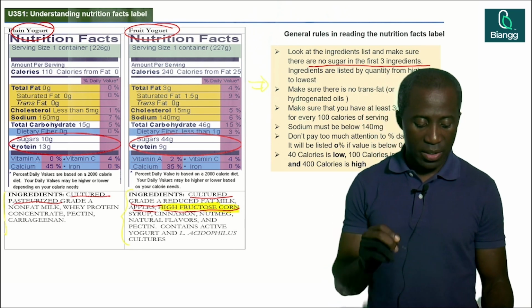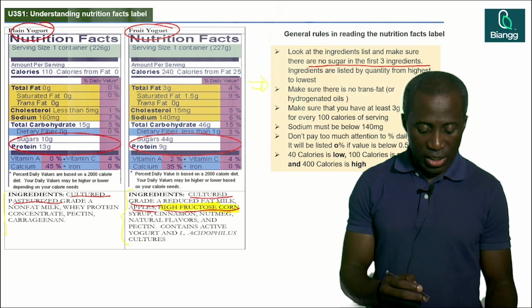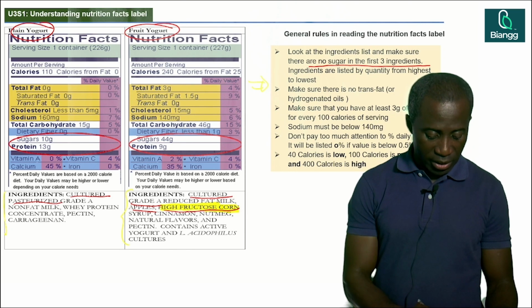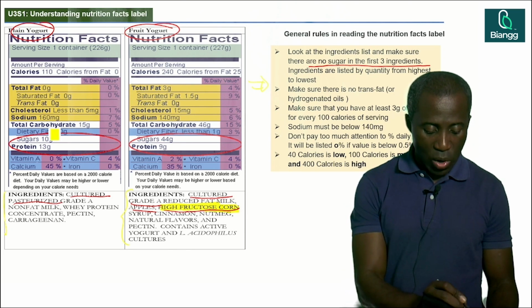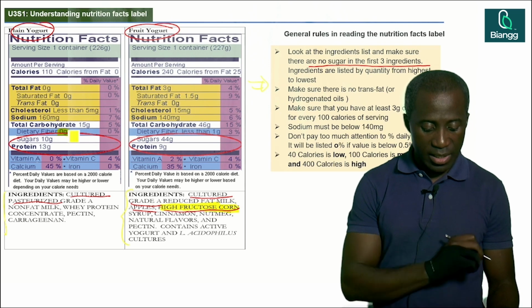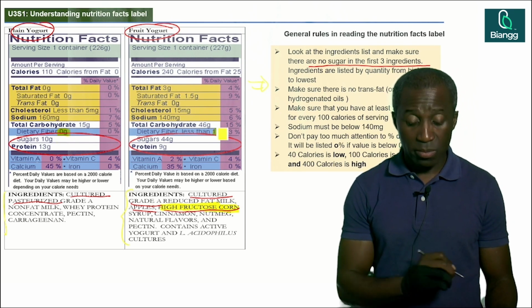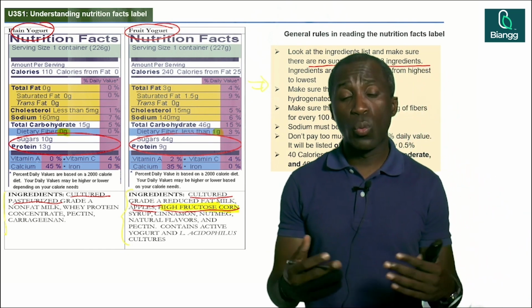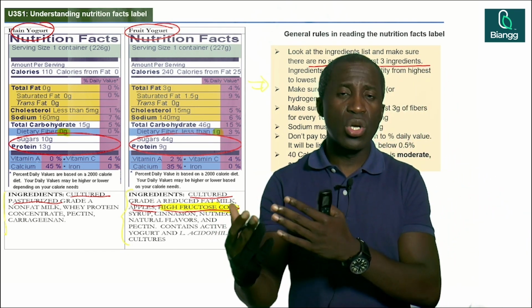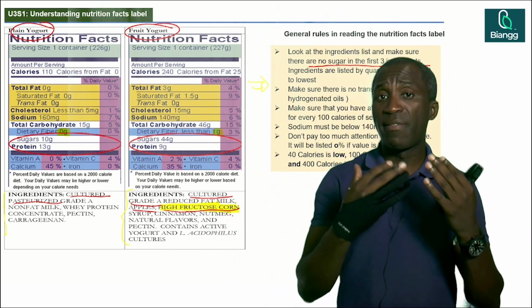Number 3, make sure that you have at least 3 grams of fiber for every 100 calories of serving. We can see that, for example, on the plain yogurt, we have 0 dietary fiber, and here we have 1 gram. But this is just an example of a yogurt. We'll have a chance to look at other foods where you can see if you have enough fiber or not.